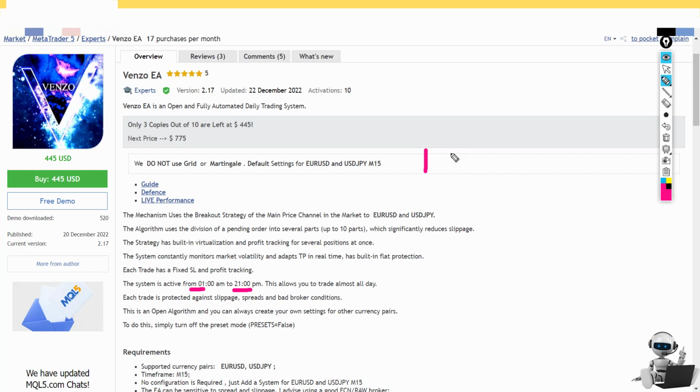At that time the spread becomes high, so it will not trade in the last hours, and each trade is protected against slippage. This we don't know because it depends on the broker. Really, we need a reliable broker.